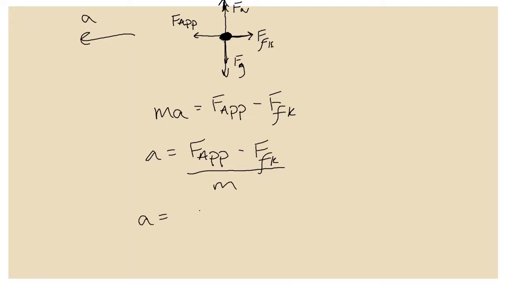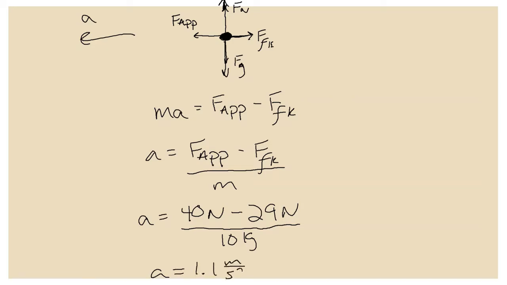And this is a simple calculation here. The acceleration is going to be equal to the applied force, which was 40 newtons, minus the force of kinetic friction, which is 29 newtons, over the mass, which is 10 kilograms. 40 minus 29 is 11, and 11 over 10 is just going to be 1.1 meters per second squared. And that's it.